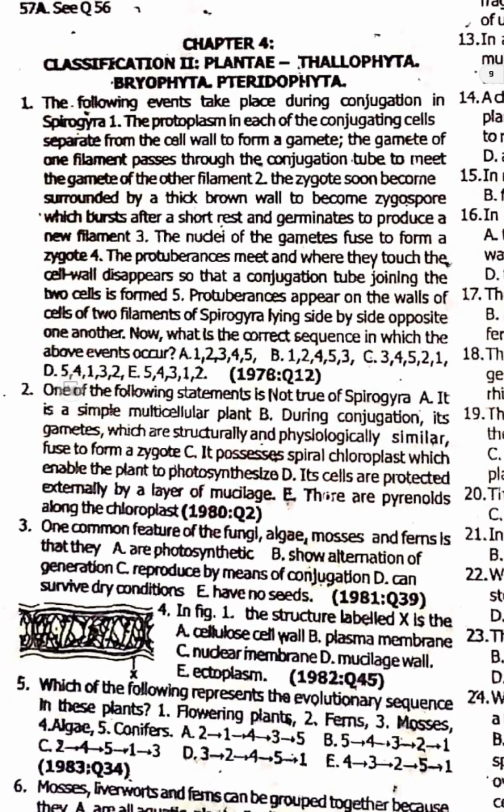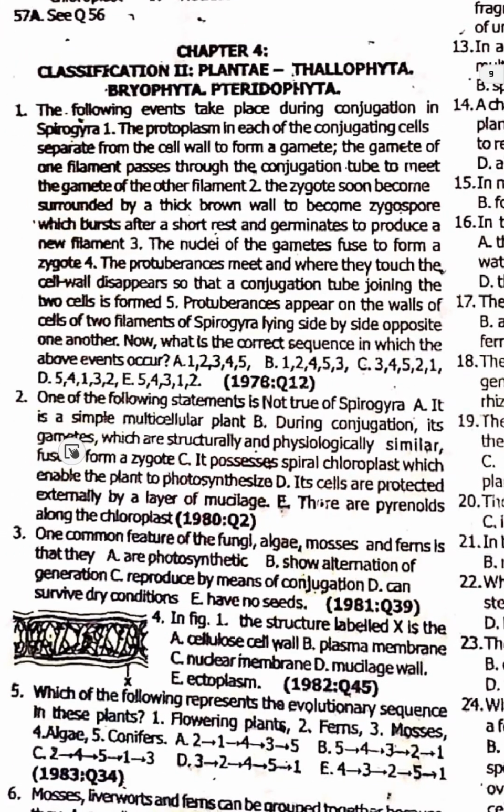Next, one of the following statements is not true of Spirogyra. I'm going to be really fast in this chapter. During conjugation, its gametes are structurally and physiologically similar. They are not structurally and physiologically similar. The reason is that during conjugation, one will be acting as a male, while the other one will act as a female. So we can't say they are structurally and physiologically similar. So number 2 is option B.